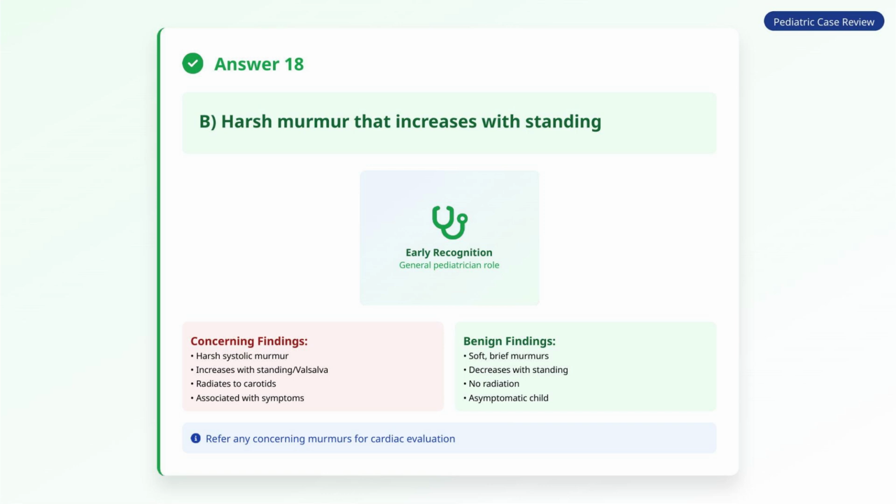A systolic murmur that increases with standing or Valsalva maneuver suggests hypertrophic obstructive cardiomyopathy. These maneuvers decrease ventricular preload, worsening outflow tract obstruction. General pediatricians should refer any child with these findings for cardiac evaluation.